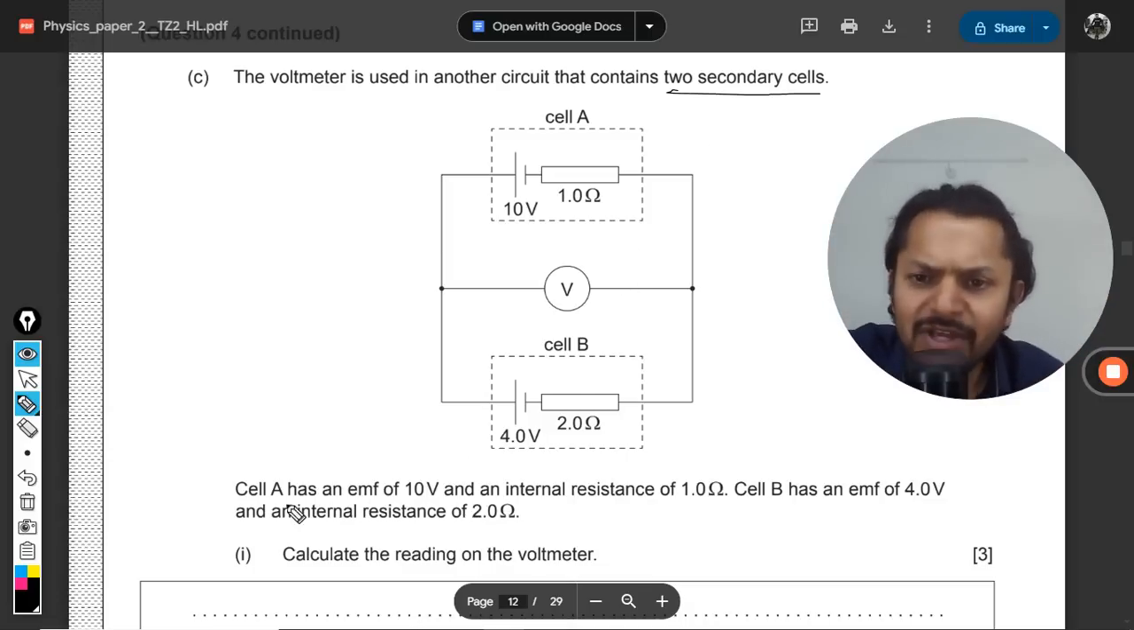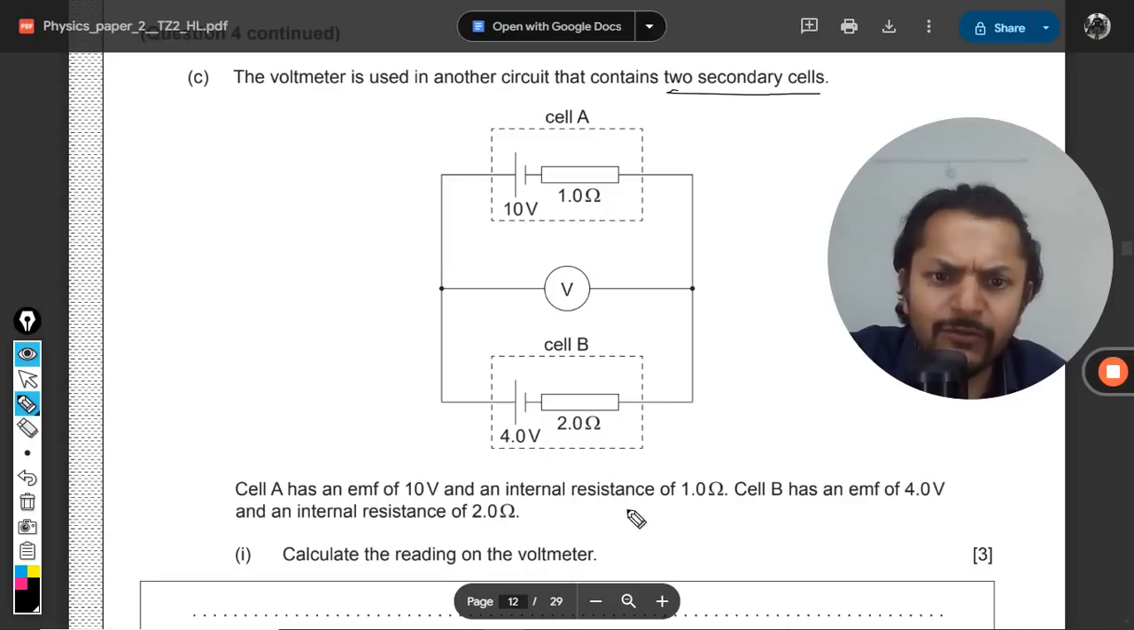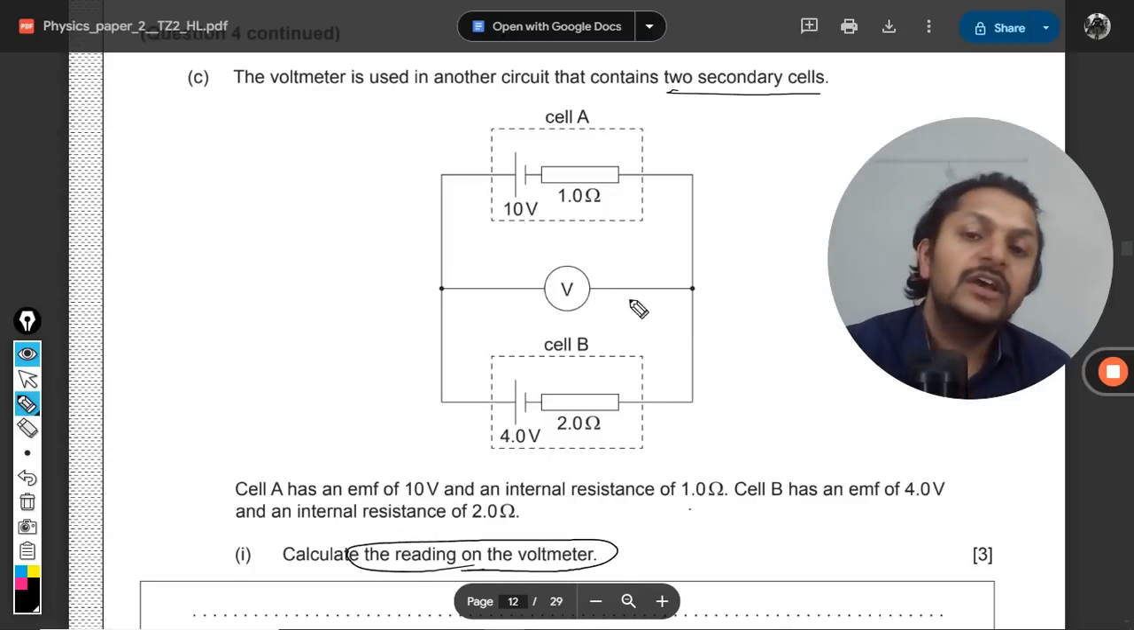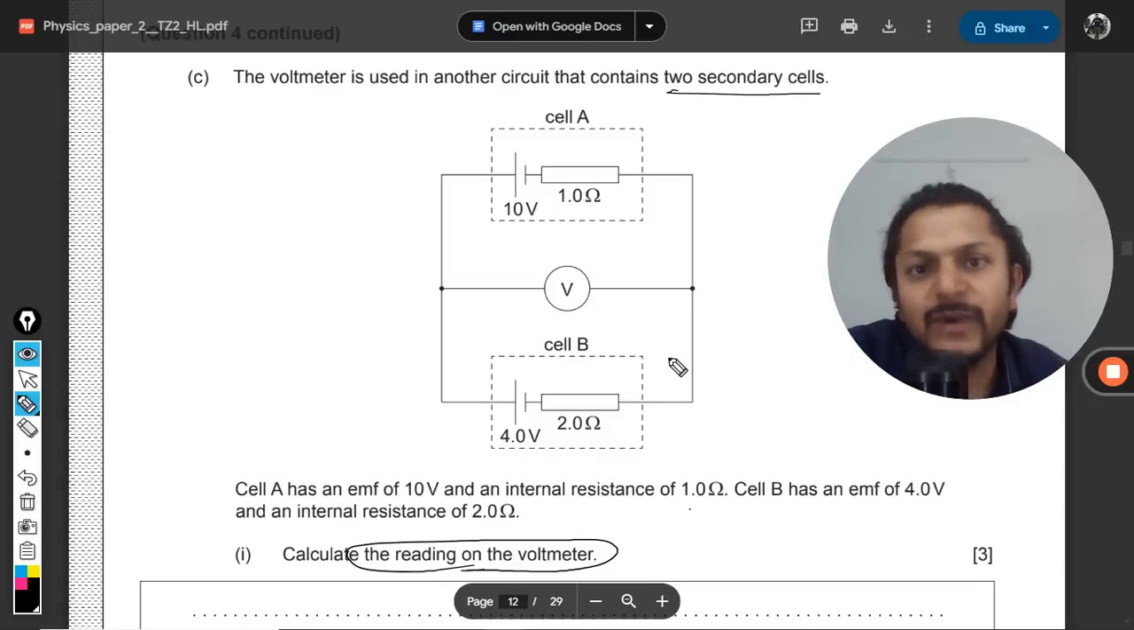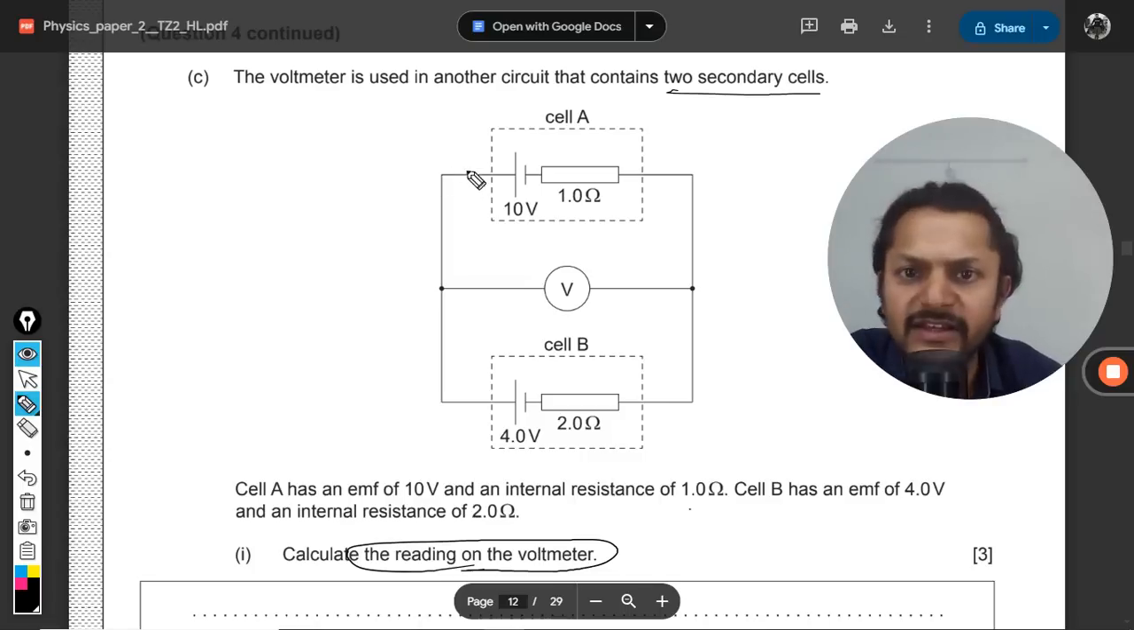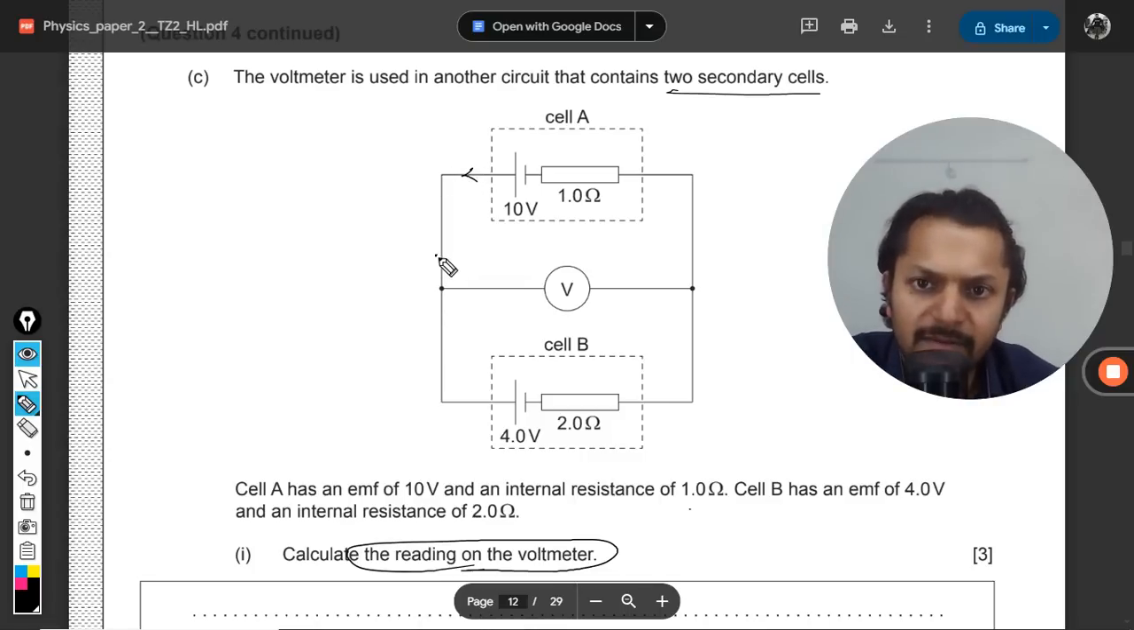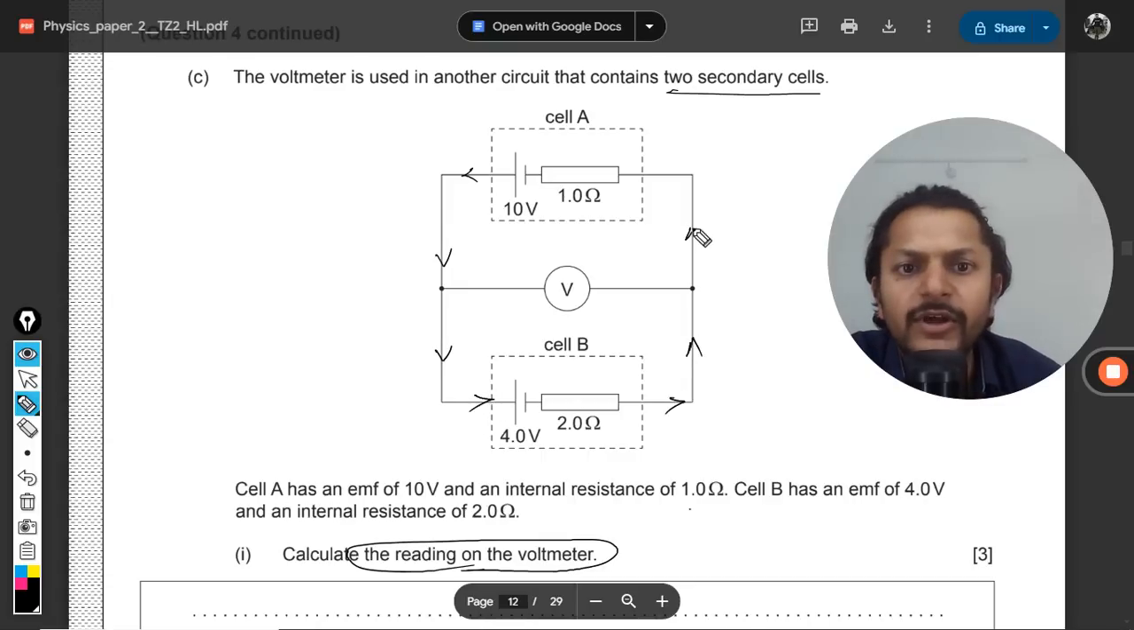Now, what is happening? See, cell A has an EMF of 12 volt and the resistance is given. Calculate the reading of the voltmeter. Current is not given. So we have to first find the current that is passing through it. Yes, we would be finding the current first of all. So the current will be going like this.